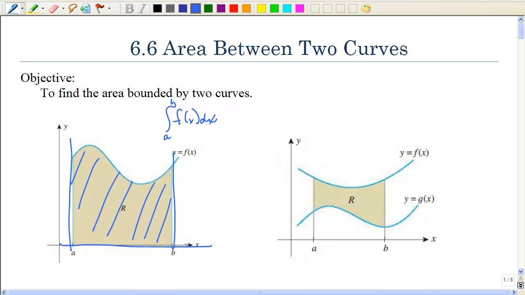What we're going to do in this section is take two functions. We're going to take an upper function, we'll call that f of x, and a lower function, g of x, and we're going to find the area between those two curves.